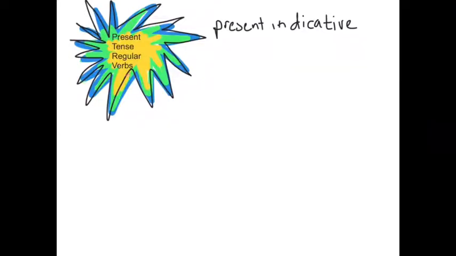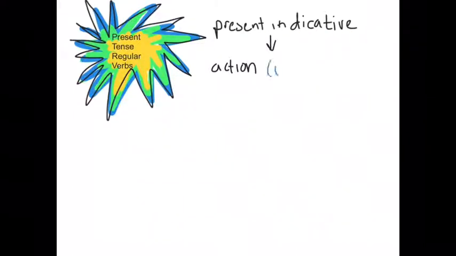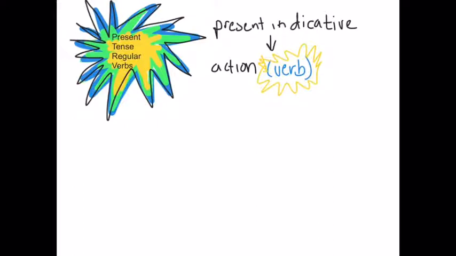Alright, let's talk about present tense regular verbs. The first thing we have to know is present indicative is another way to say present tense regular verbs. These indicate that the action or the verb is taking place right now. So by using the present tense, we're saying when this is taking place, which is now.